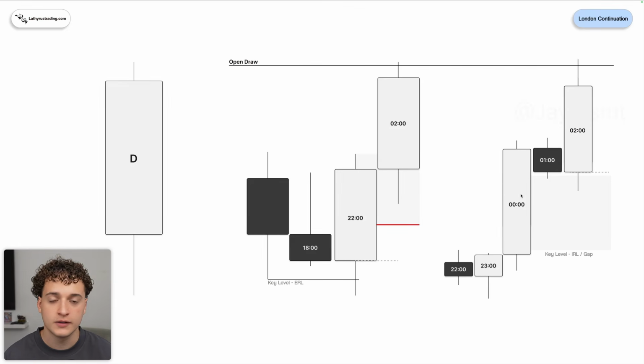When Asia reverses and leaves an open draw, you can usually expect London to continue towards that draw, right? So as we see here, we have this candle that forms in a reversal signature, which is expansion, and we have an open draw still, so we can expect London to do what? Continue, right? So now how do you actually profile this to trade it?